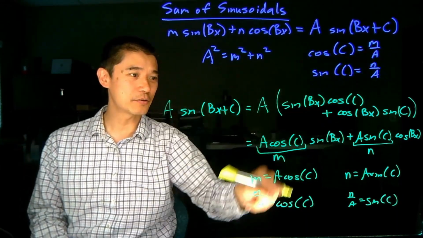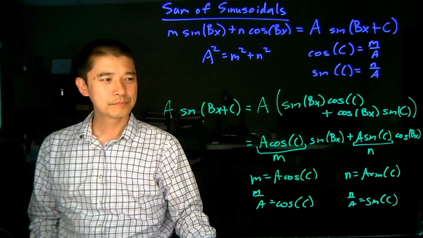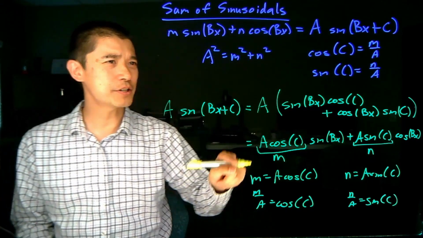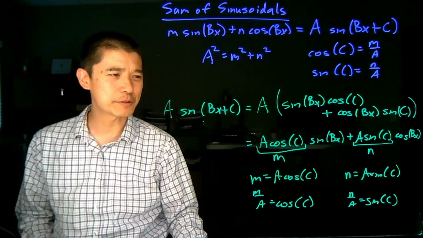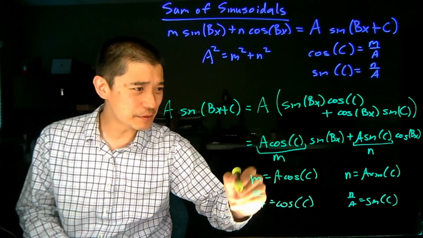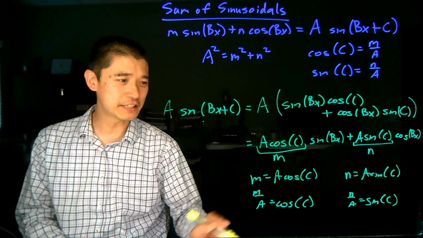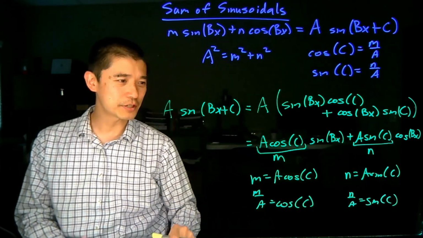M over a is cosine c, that's this one. N over a is sine c, that's that one. But that still leaves us with the question, what about a squared equals m squared plus n squared? Where does that come from? Well, it's actually just a rearrangement of these two expressions. And the trick here is to use the Pythagorean identity: sine squared plus cosine squared equals 1.